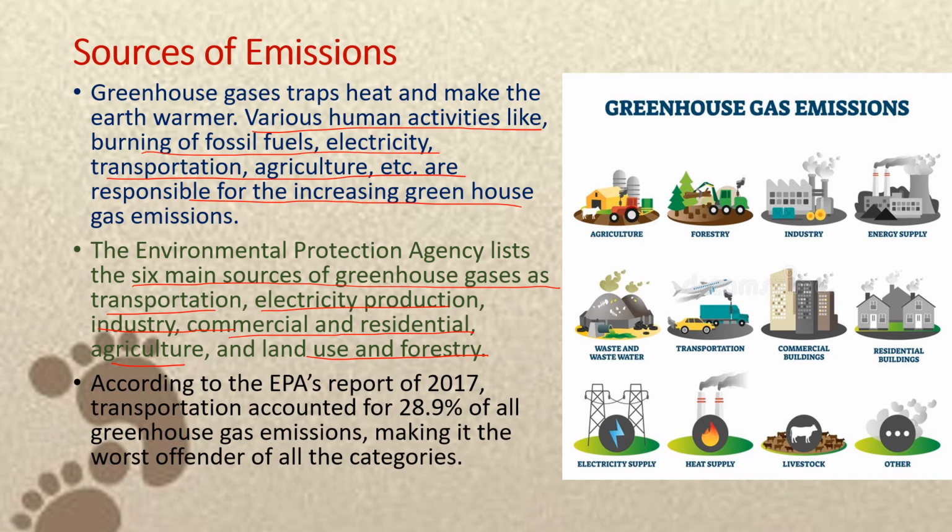According to EPA's report of 2017, transportation alone accounted for 28.9% of all greenhouse gas emissions, making it the worst offender of this category. So here, in this figure, we can see how agriculture, forestry, industry, energy supply, wastewater, transportation, commercial buildings, residential buildings, electricity supply, heat supply, livestock, and other sources of greenhouse gas emissions are there.